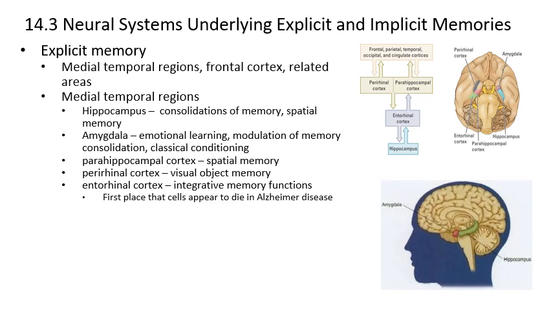The entorhinal cortex has received more attention lately. It appears to have integrative memory functions, so integrating lots of different memories, and may be the first place that cells die in Alzheimer's disease. So it may be one place that we can target in the treatment of Alzheimer's disease.